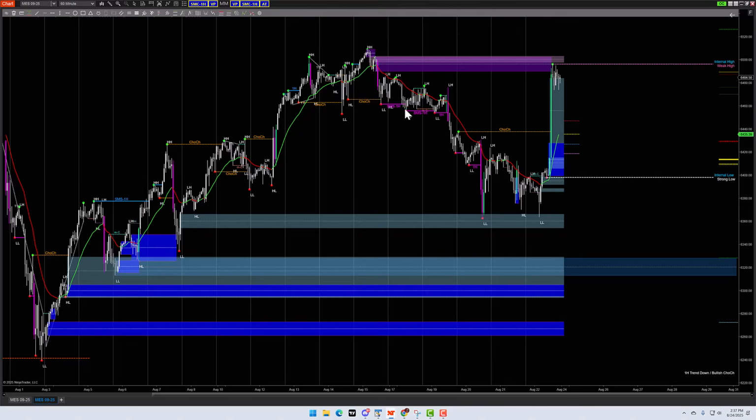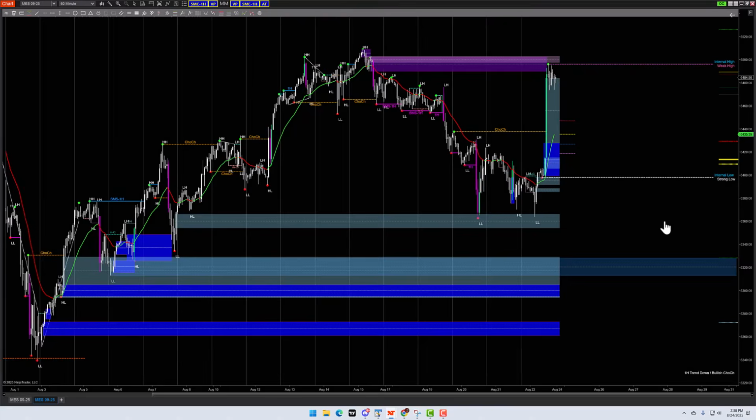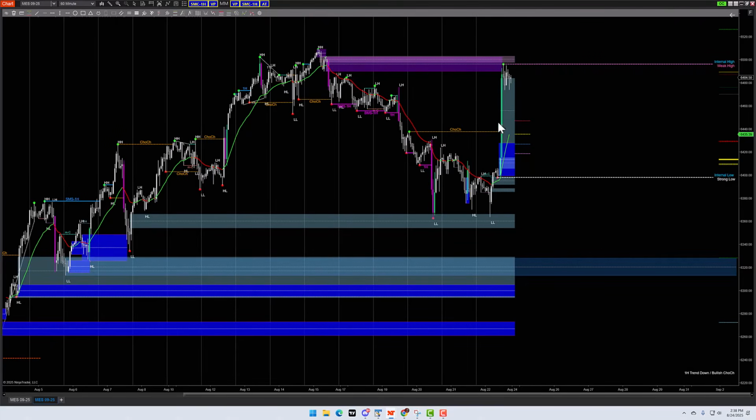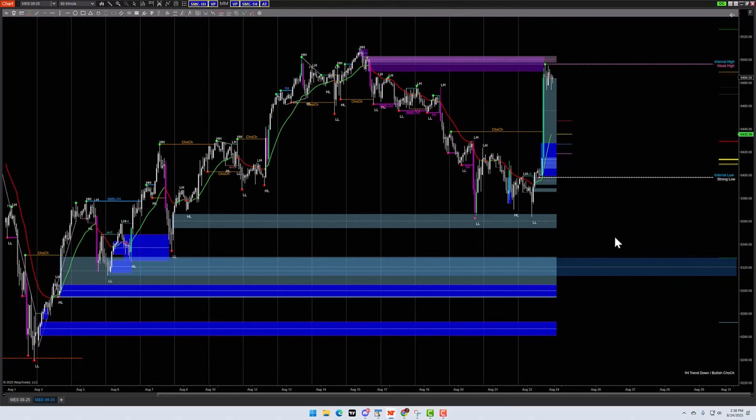Retrace, structure break, retrace, structure break. Right, so it sounds repetitive, enough of that, right? But you've got to let it really sink into your brain. This is how the market moves.